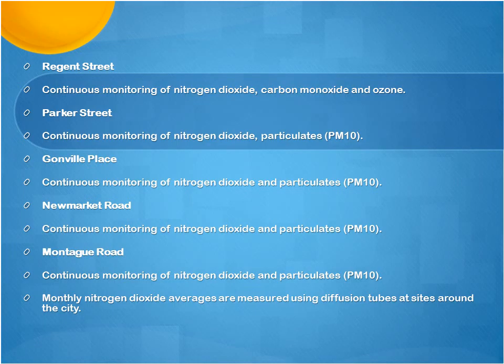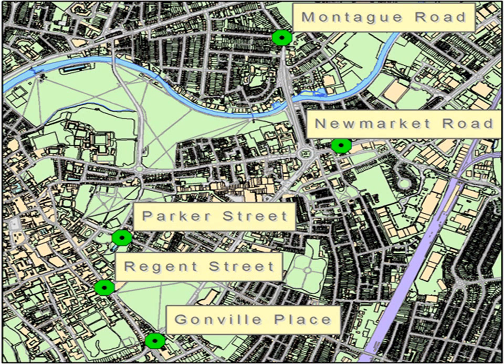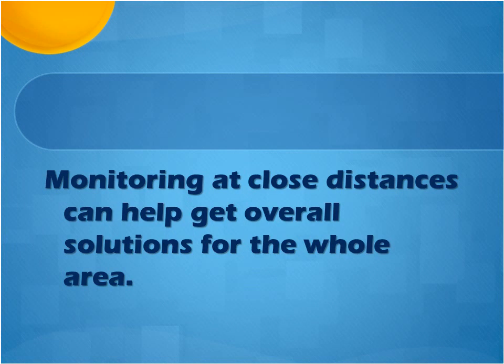Granville Place, continuous monitoring of nitrogen dioxide and particulates. New Market Road, continuous monitoring of nitrogen dioxide and particulates. Montague Road, continuous monitoring of nitrogen dioxide and particulates. Monthly nitrogen dioxide averages are measured using diffusion tubes at sites around the city. This is a map showing the locations of each of these areas in the city.